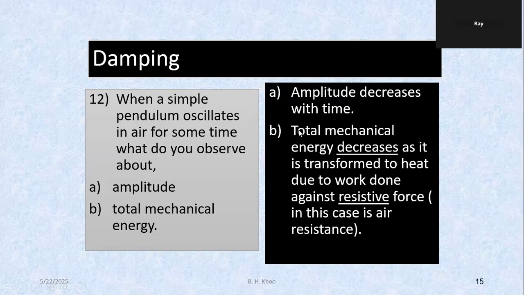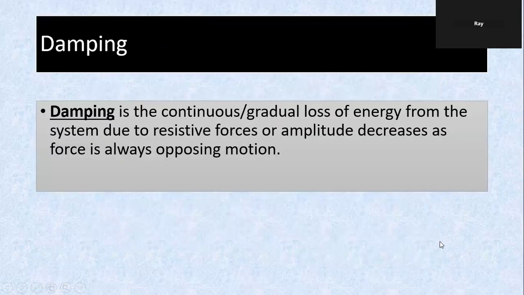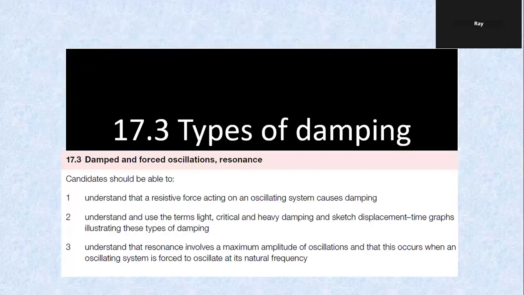Decreases. Both decrease. Good. Amplitude decreases with time. Total mechanical energy decreases as it transforms to heat due to work done against resistive force. In this case, it's air resistance. Okay, so you need to memorize. Damping is the continuous or gradual loss of energy from the system due to resistive force. Or another way to express it is that amplitude decreases as the force is always opposing motion. Either way, right? Types of damping. There's your syllabus.